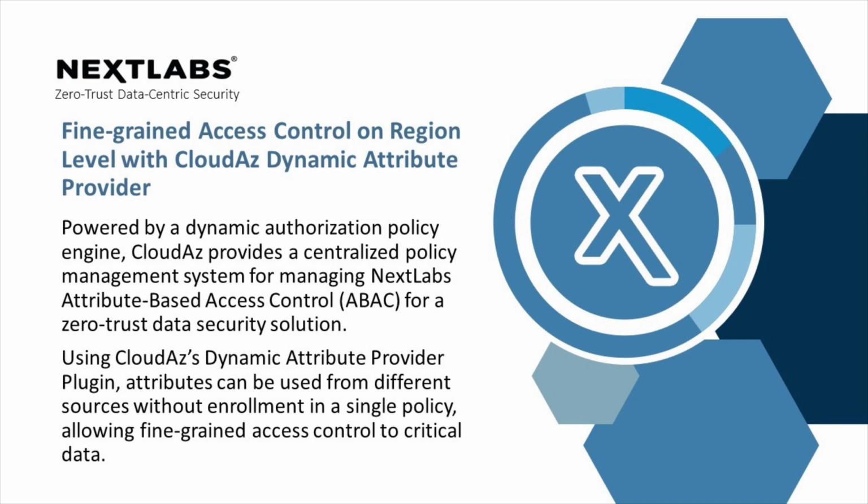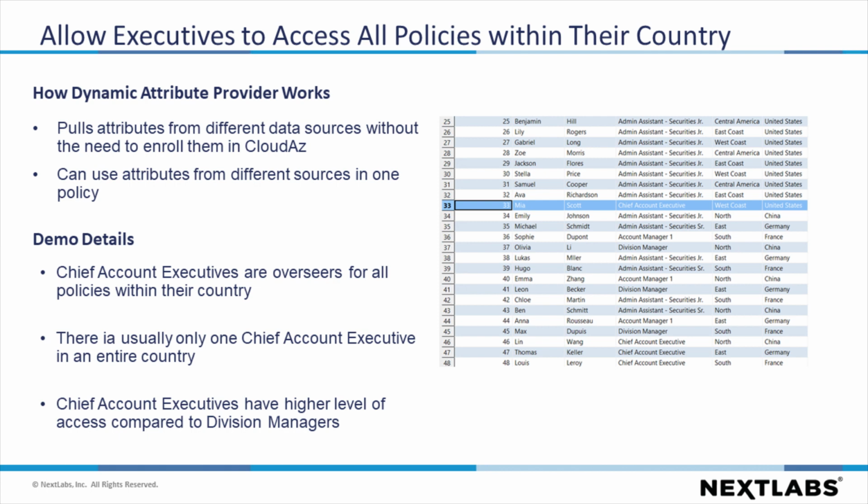Hi, in this video, I'll be using the Dynamic Attribute Provider plugin to do a demonstration on how we can allow chief account executives to access all insurance policy details within their country. In this video, I'll be pulling attributes from different data sources without enrolling them on CloudAz, use attributes from different sources in one policy, and verify the policy in Policy Validator.